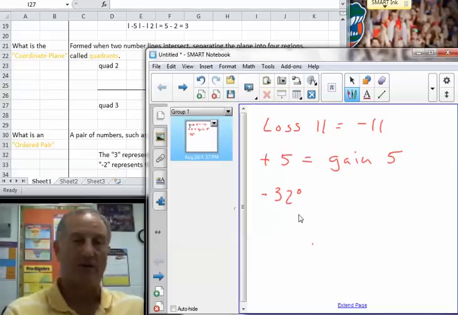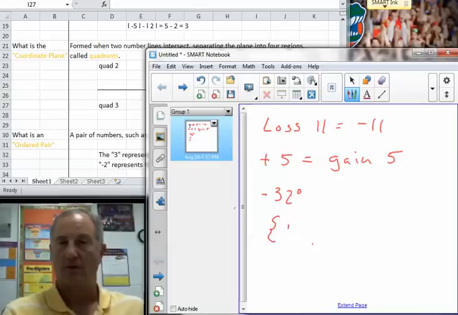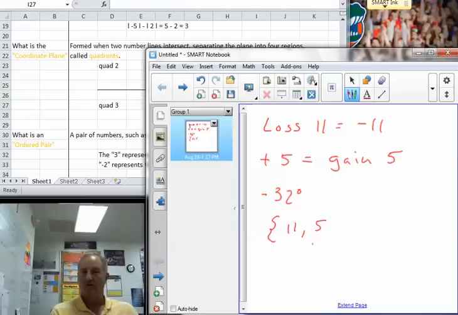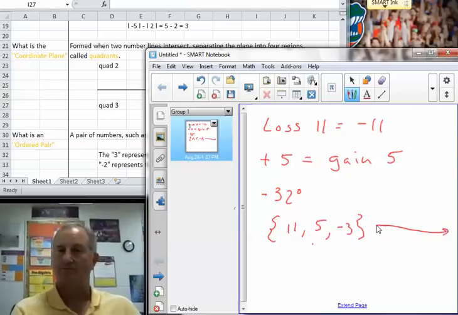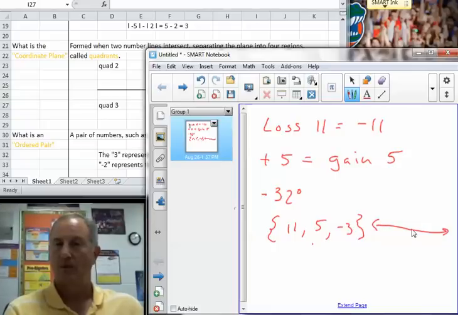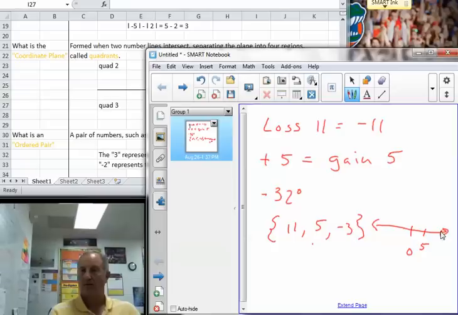Graphing integers on a number line. Let's say we want to graph 11, 5, and negative 3. On the number line, I like to start with 0. So 5 is right here. 11 is going to be right here. Negative 3 will be over here on the left.